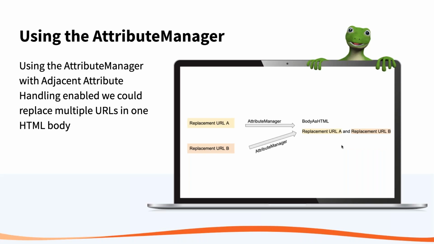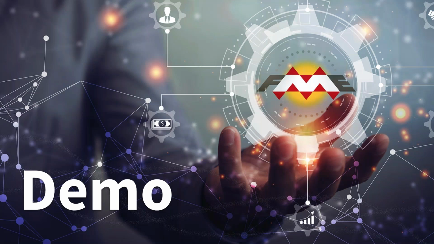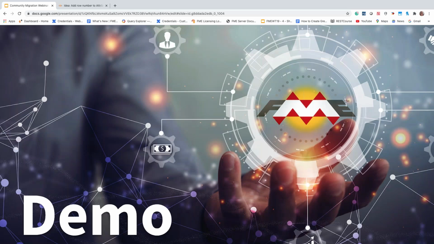Instead, using adjacent attribute handling in the attribute manager, it allows me to manipulate other features that are either prior or latter in my workflow. So I was able to replace both of these URLs using adjacent attribute handling. And I'll show that off right now.